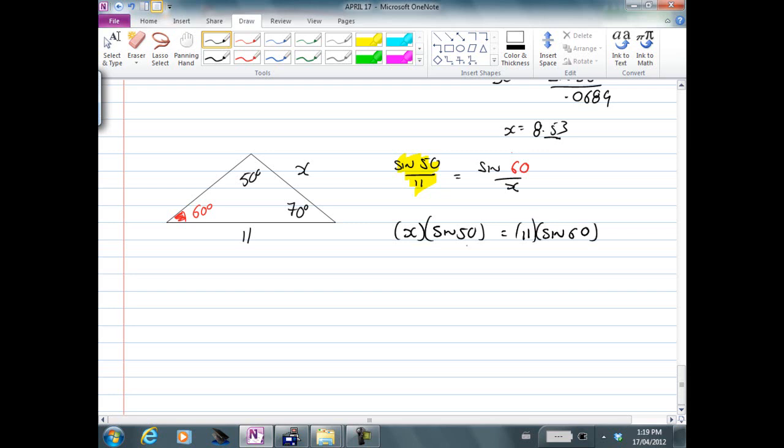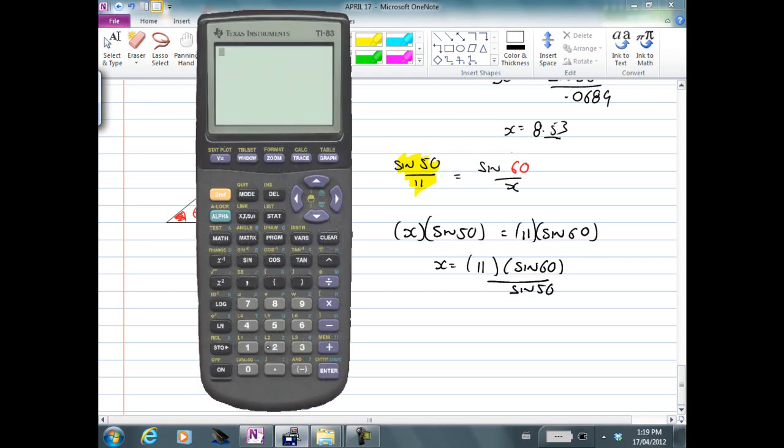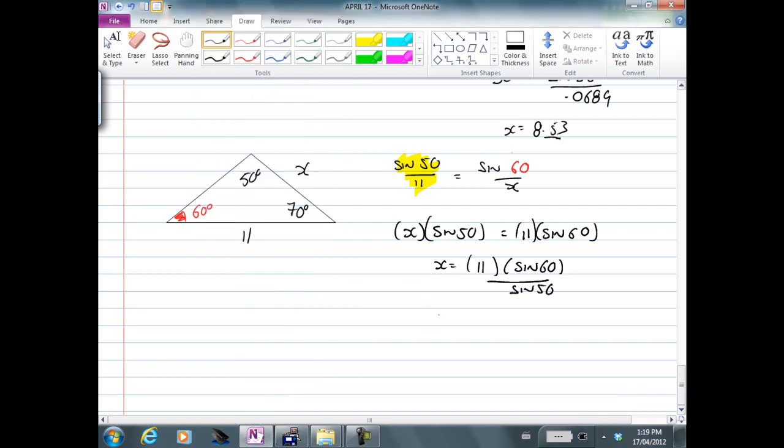And go ahead and solve it. So x equals, see, there's many ways of approaching this question. You can cross multiply first, or you can go ahead and simply solve it. Guys, gals, solve it right now. 11 times sine 60 divided by sine 50. Bada bing, bada boom. 12.4. So this number really is actually 12.4.